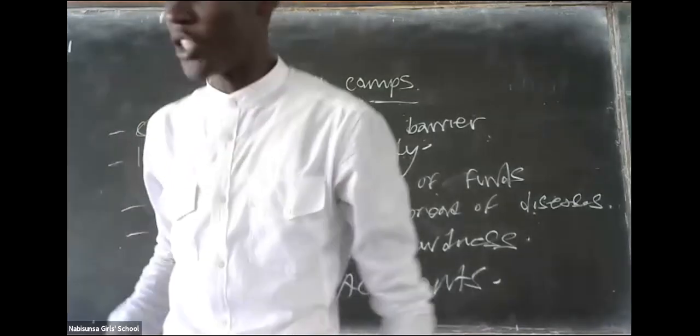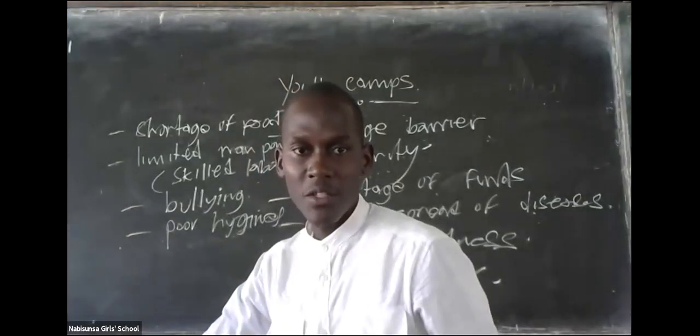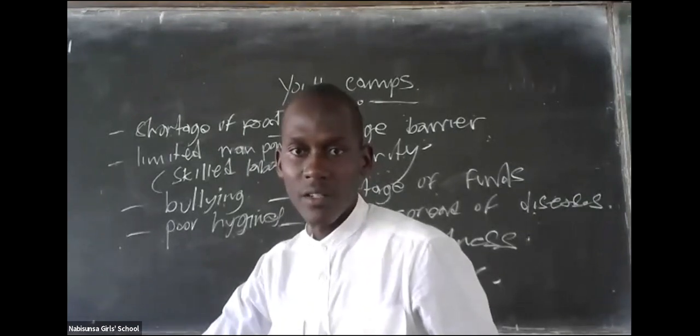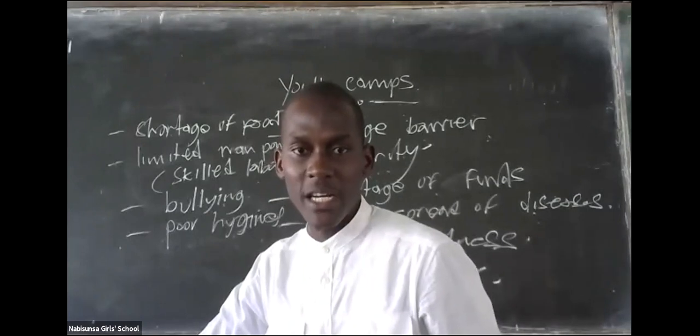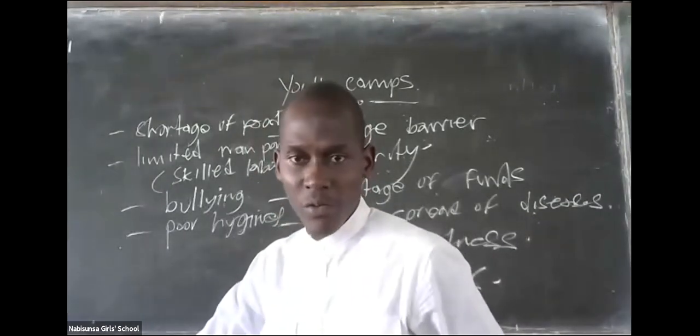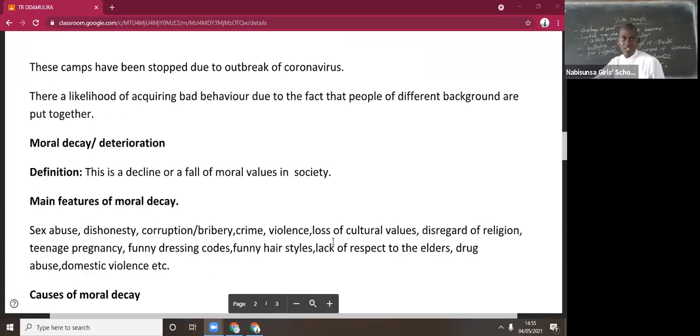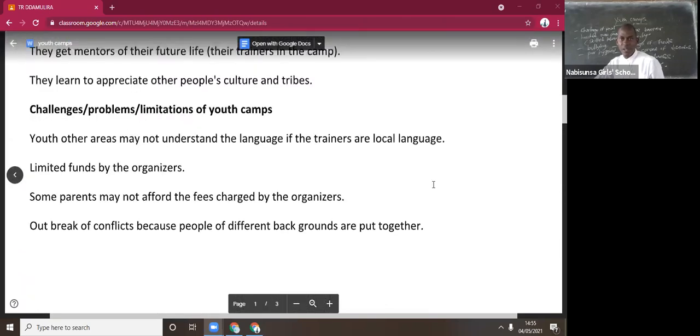Now let me see what teacher Damulia prepared for us. Yeah, people are writing there. Bad peer influence. Yeah, thank you. Let me try to show you what teacher Damulia prepared for us. Katende, read for us what teacher Damulia has prepared for us.